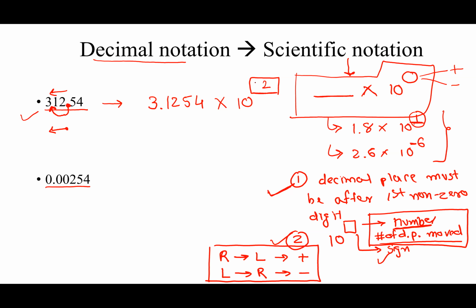If it's negative, we write the minus sign. So this is the final answer. And it is really simple as long as you know the steps. Make sense? So this is the final answer in which we converted decimal notation into scientific notation.